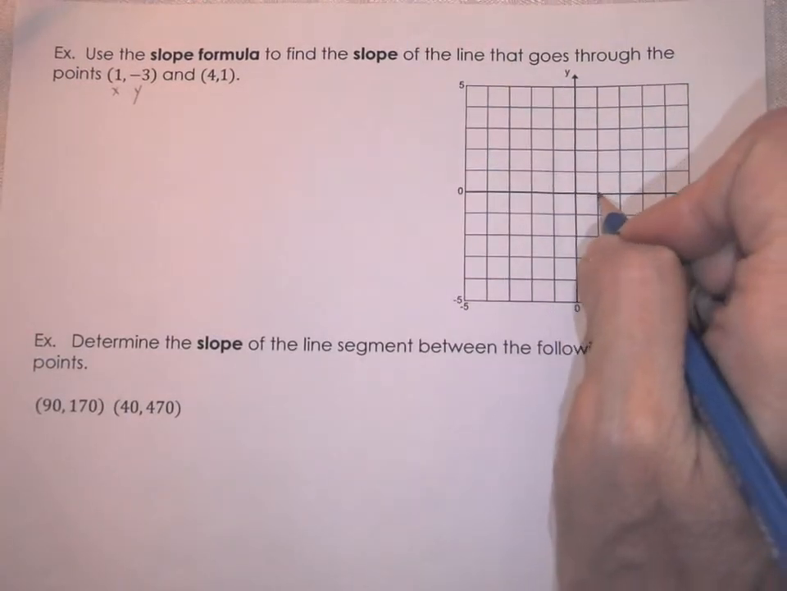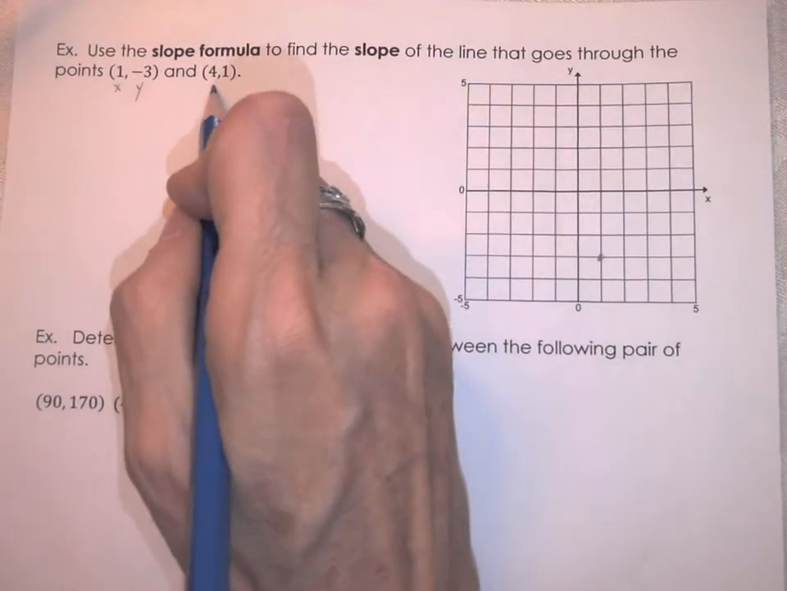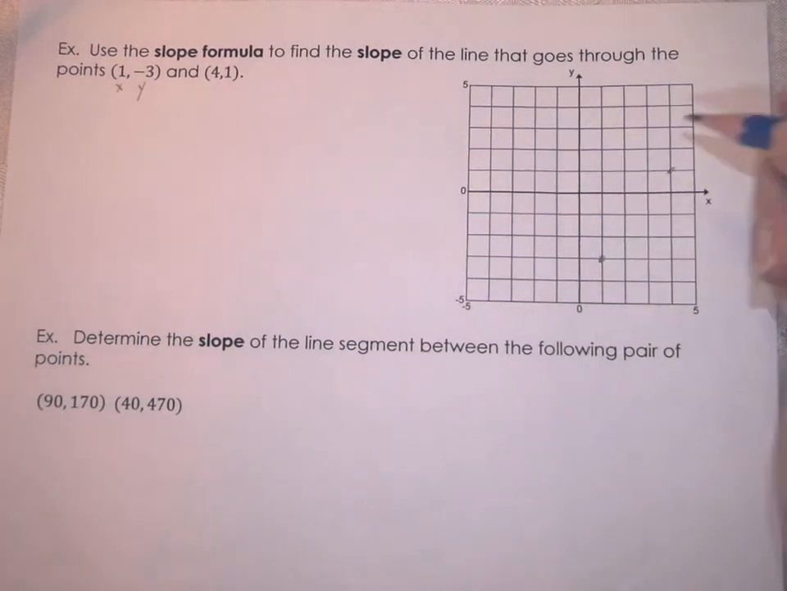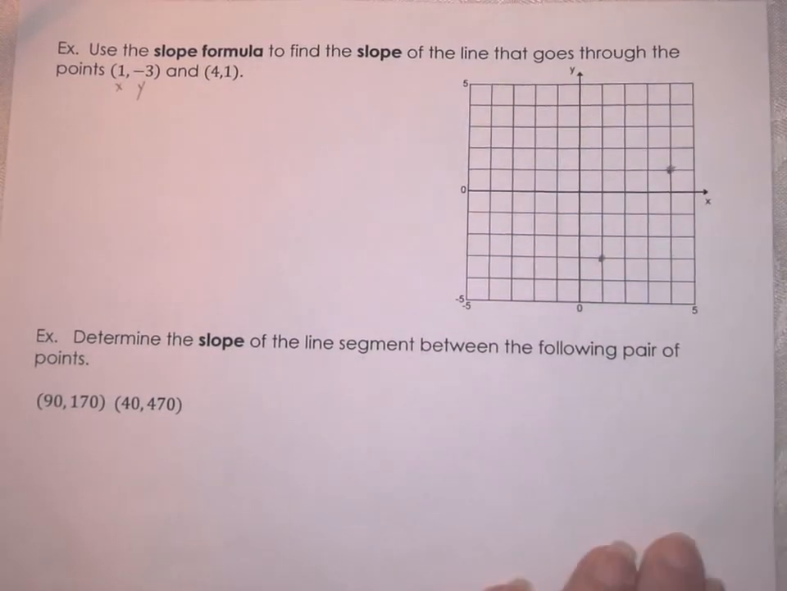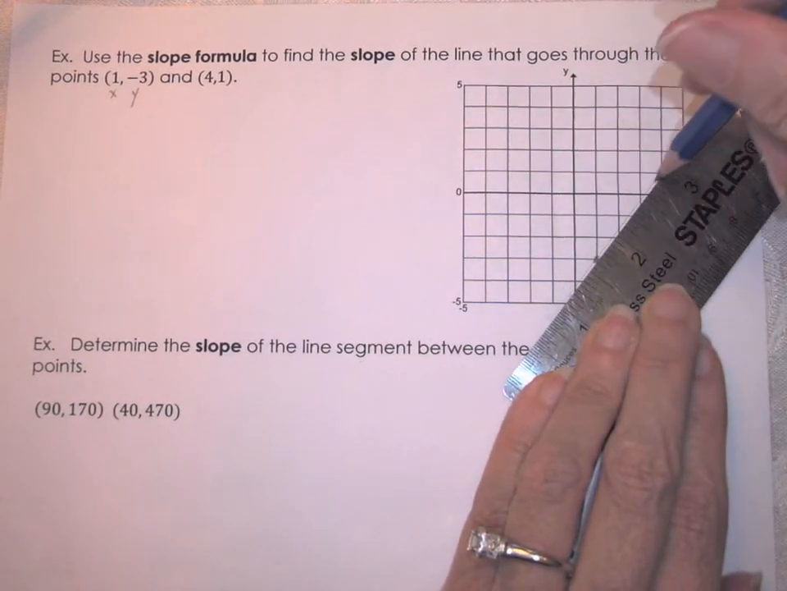So to the right 1, down 3 is our first point. And then (4, 1): 1, 2, 3, 4, 1. So that's our line. It's going to go through those 2 points. So you could draw it in.